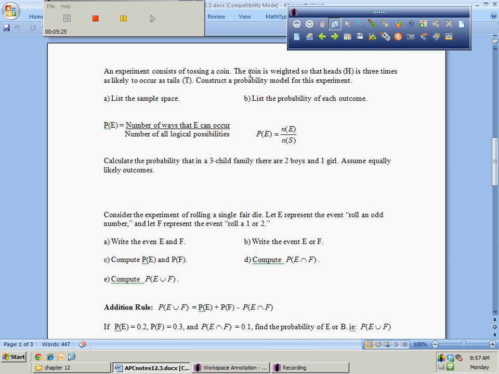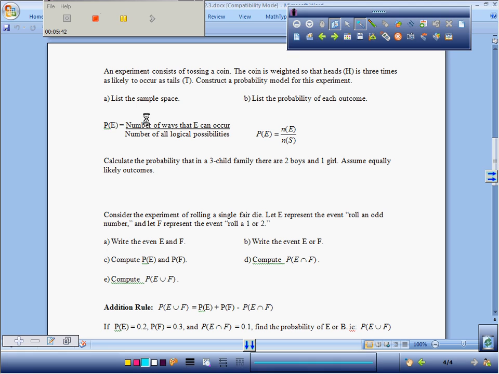An experiment consists of tossing a coin, but the coin is weighted, so this is kind of the same thing. List the sample space. You would do this kind of the same way, okay? The sample space is still heads or tails, right? Then list the probability of each outcome.